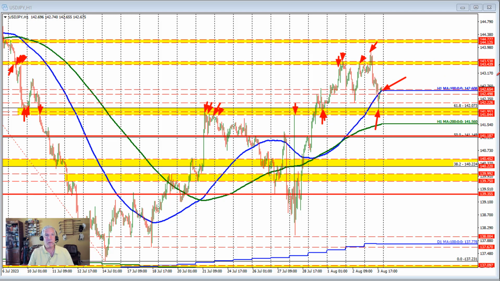So we need to get above the 143.44 to 54 level. If you're able to do that, look up toward this high right there, and then the swing area between 144.12 and 22. On the downside, if we hold and move below the 100-hour moving average, we've got to get below this swing area between 141.84 and 142.07. If we do that, then we're going to look toward the 200-hour moving average. That's this green line on the chart at 141.56.